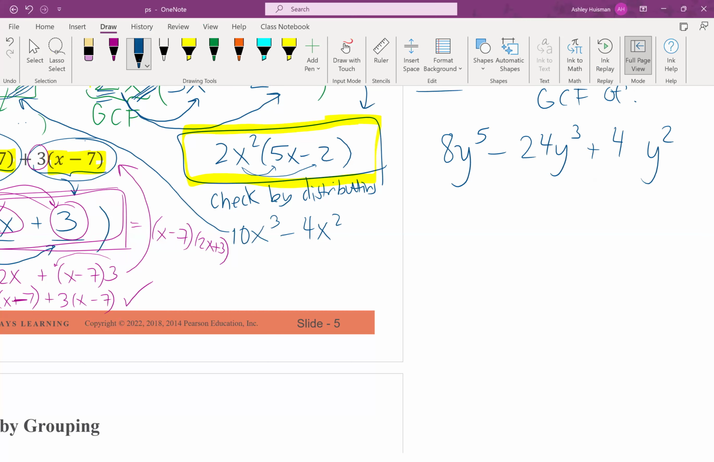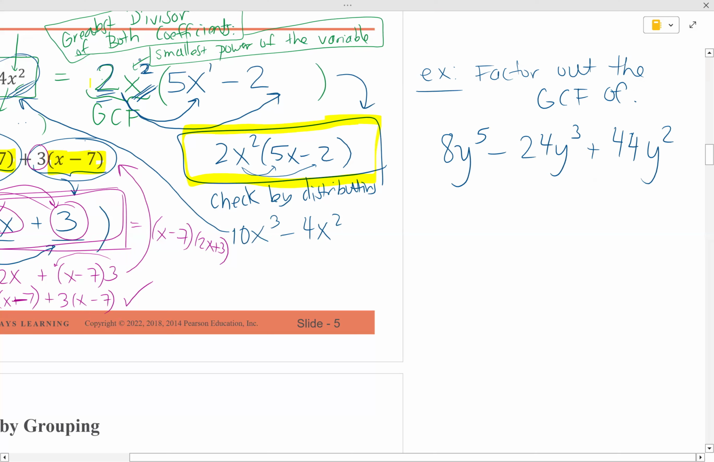All right. There we go. Now there's 3 terms. 1, 2, 3.